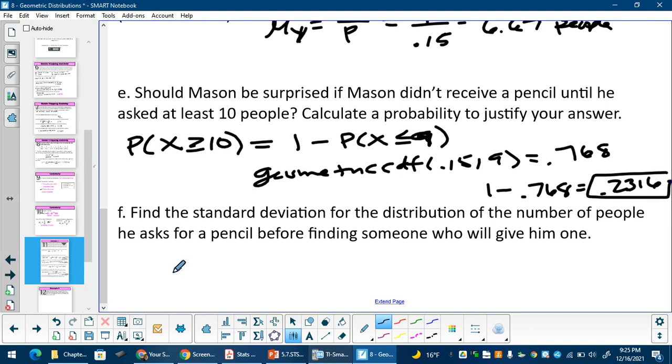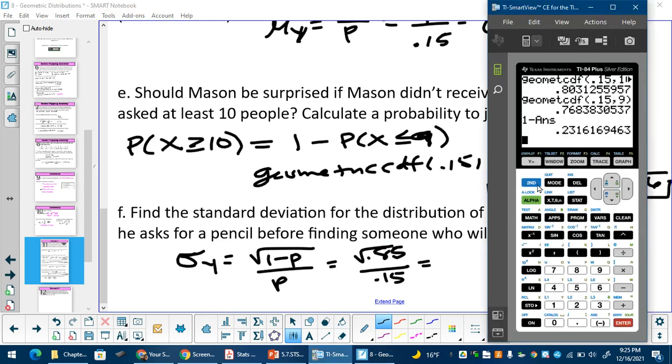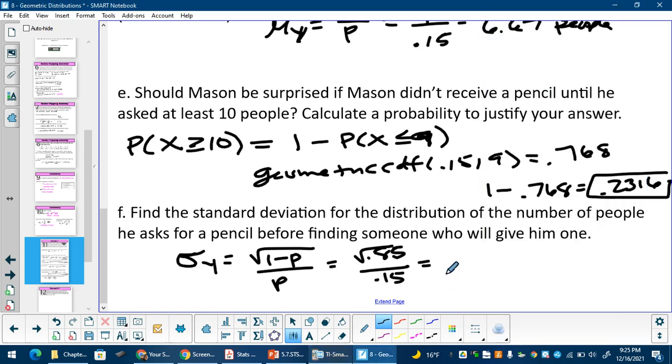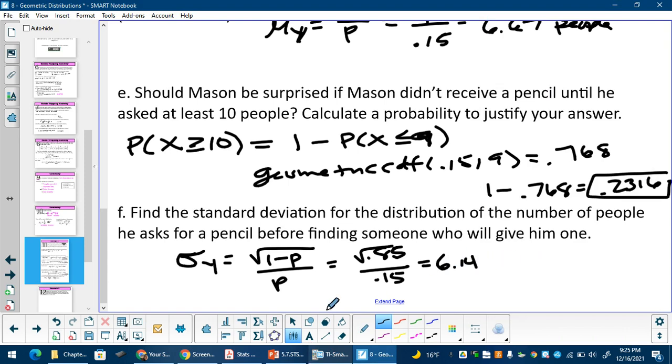And last, we're going to practice the standard deviation. So the standard deviation of Y, remember the formula is the square root of 1 minus p over p. So our failure probability is 0.85. Square root of that divided by 0.15 gives me 6.14. All right, so go ahead and try that last one on your own, and you can get working on the practice, and there is an AP Classroom posted.